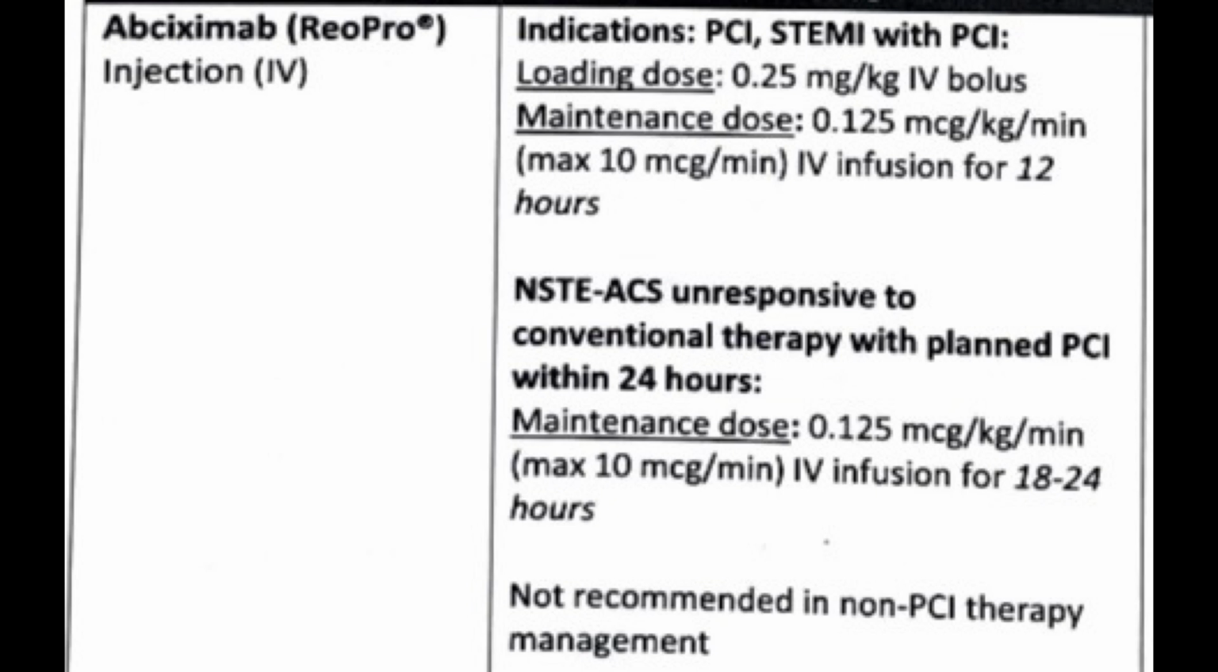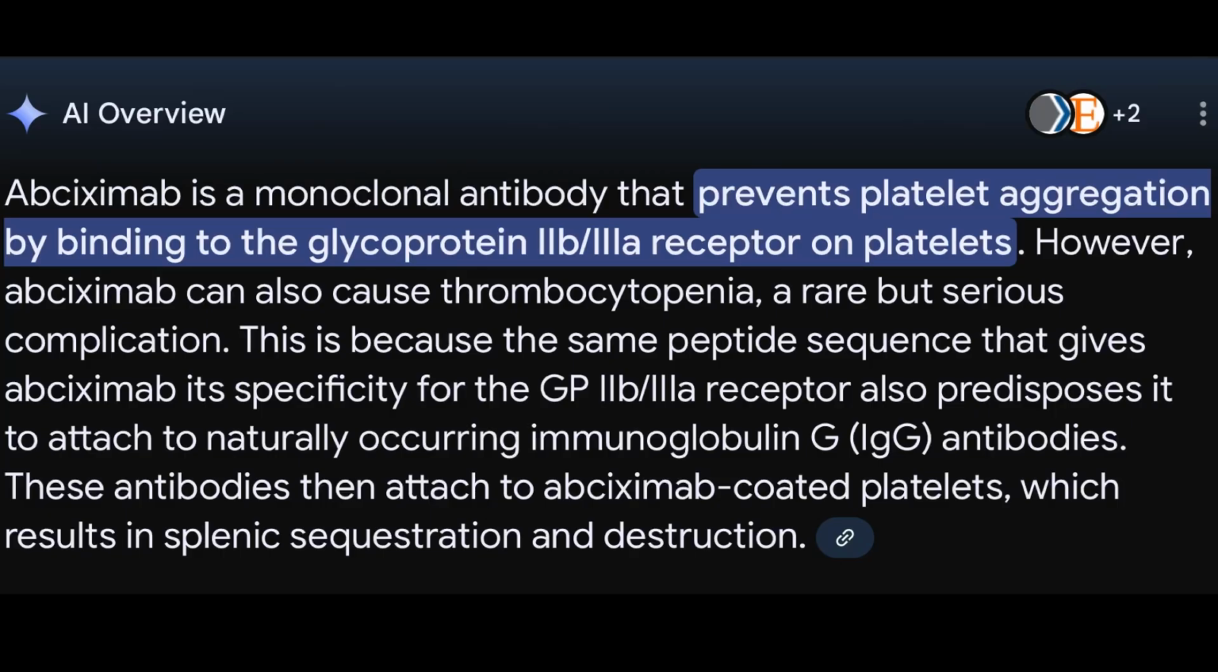This is for PCI or STEMI with PCI dosing. We have 0.125 micrograms per kilogram per minute for 18 to 24 hours with a max of 10 again. That's for NSTEMI ACS unresponsive therapy to the PCI within 24 hours of dosing. It is known to cause thrombocytopenia.